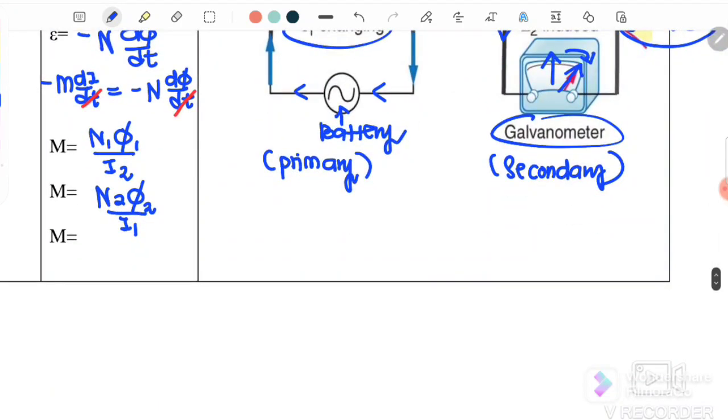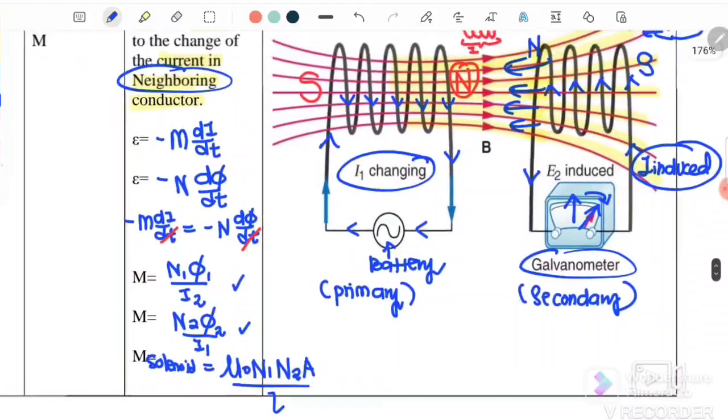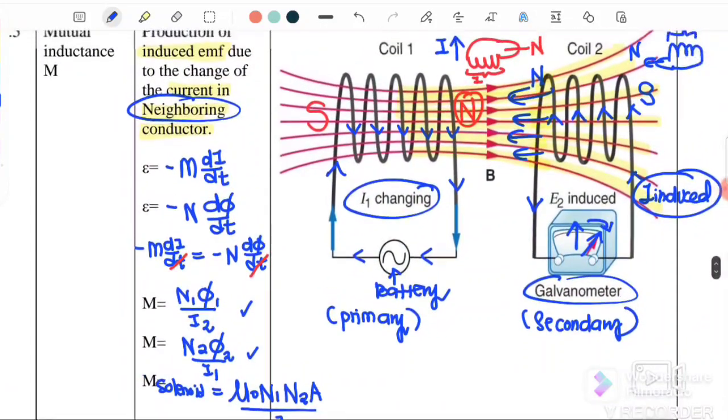For the first equation, N1 Φ1 is produced because of a changing of current I2. Similarly, for the second equation, N2 Φ2 is produced because of a changing of I1. So actually they are both mutually influenced by each other. For M of solenoids, we can also use the equation mu naught N1 N2 A over length. So this is subtopic 5.5, mutual inductance.